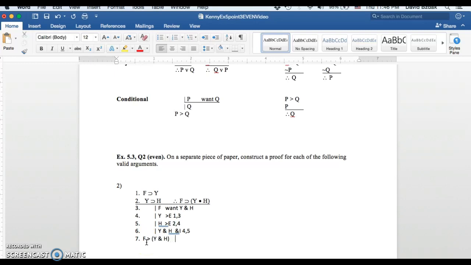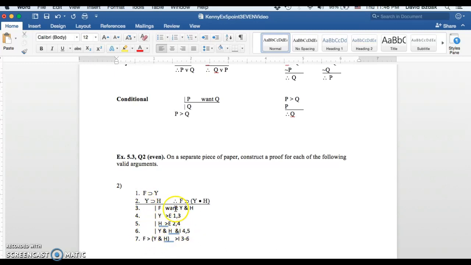And we get that by conditional introduction 3 through 6. Okay. Notice 3-6, because it's this whole piece that proved it. This is called the subderivation, all the indented part, and all of that is what proved to us that if F, then Y and H. Okay. And again, this conditional has been proven. That's why we come back to the original scope line, right?